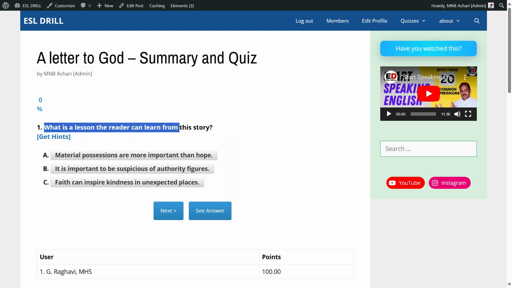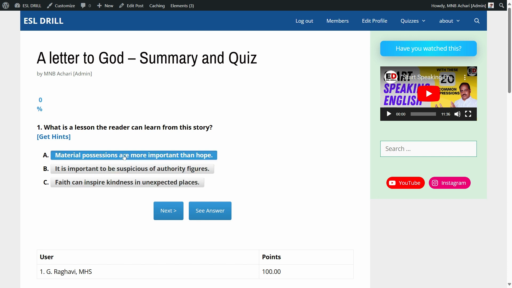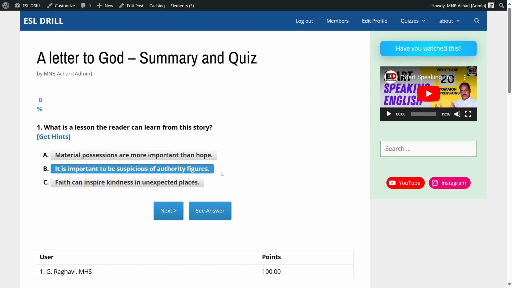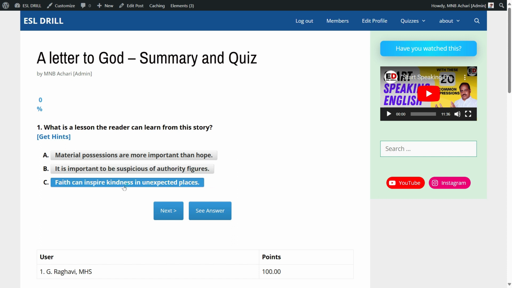Now look at this one here. The question is, what is a lesson the reader can learn from the story A Letter to God? We have three options here. We can go through all these options carefully. Like, material possessions are more important than hope. It is important to be suspicious of authority figures. Faith can inspire kindness in unexpected places. Now, maybe for some reason a student is not able to understand the question, and there are occasional hints available, like you click or tap on hints, you get the translation in your mother tongue Telugu.